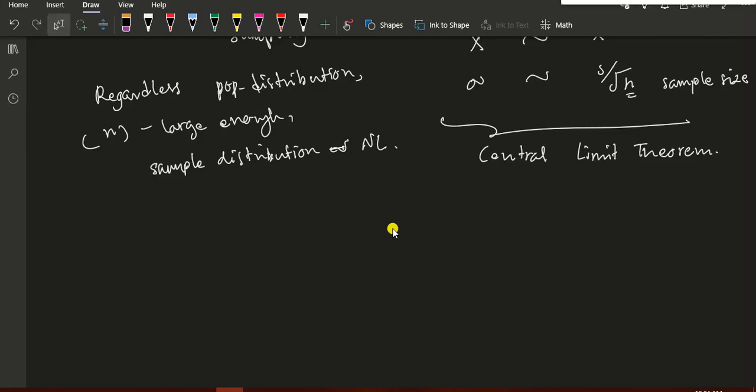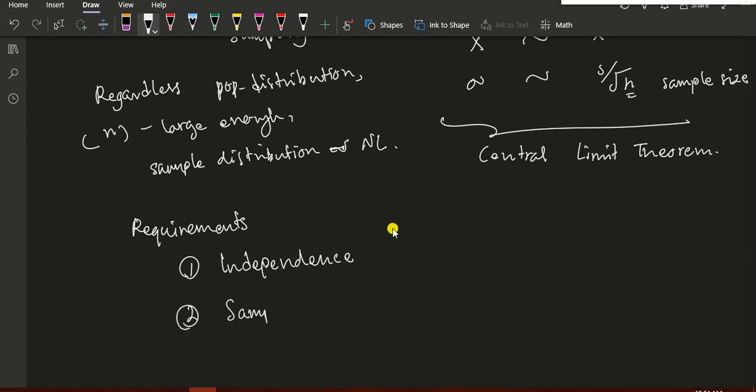Okay, so that is the gist of the central limit theorem, but there are two requirements in order for us to use it. Requirements. Number one, each observation has to be independent. So we call this the independence assumption. Number two, the sample size has to be sufficiently large, not necessarily very large. As a rule of thumb, n should be more than 50 so that we can use the central limit theorem.